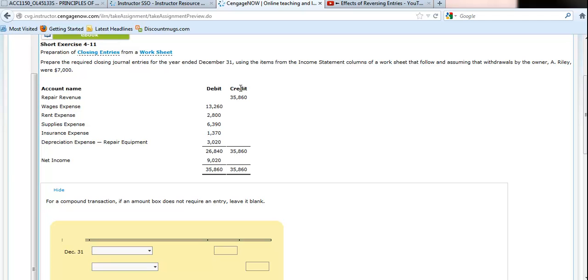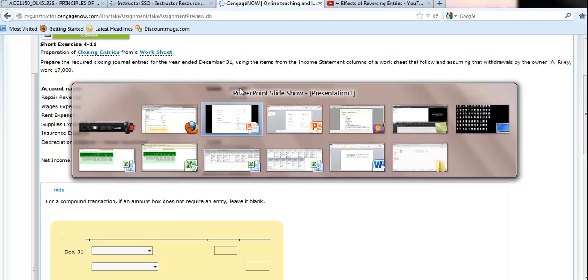All the information you need to prepare the first 3 closing entries you can obtain from these 2 columns on the worksheet. Okay, so I've moved this so we can take a look at the same information. Step 1, remember we close our revenue accounts. It has a credit currently, so in order to close it we would debit the repair revenue and then credit the income summary.